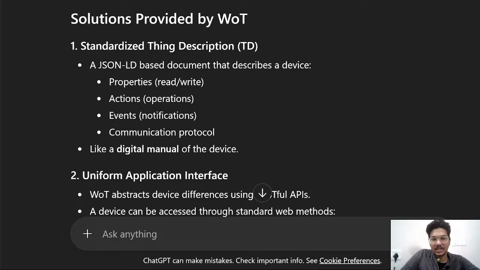The solution provided by WoT: a JSON-LD based document that describes a device's properties, read and write actions, operations, event notifications, and communication protocols, like a detailed manual of a device. So the solution is first a standardized Thing Description.